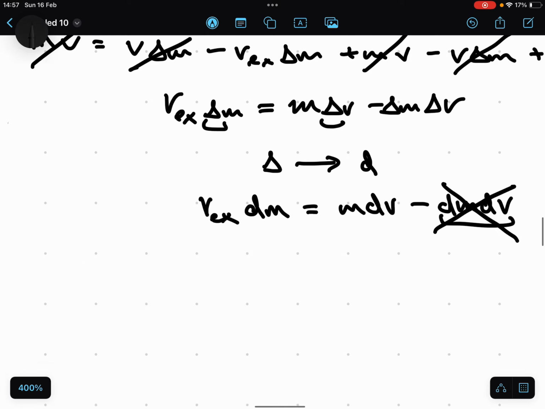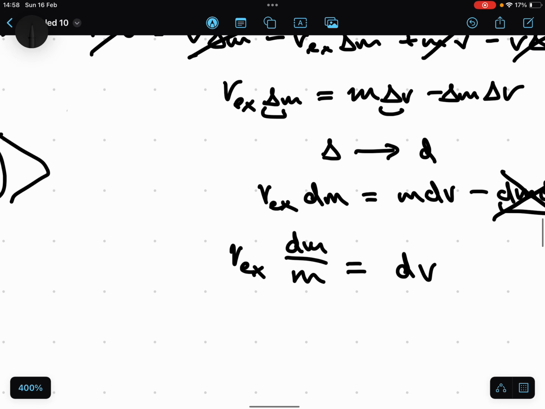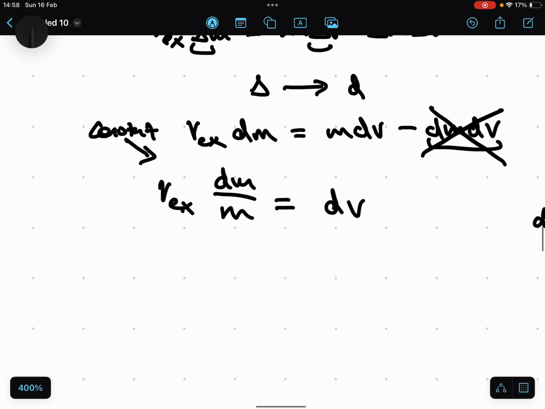So we're just going to be left with this. Divide by m on both sides. We should be left with v exhaust dm over m equals dv. And now we can integrate. With the integration, by the way, we are assuming that v exhaust is constant. That's a big assumption we're making, which allows us to do the integration. So just put a little integral sign like so.